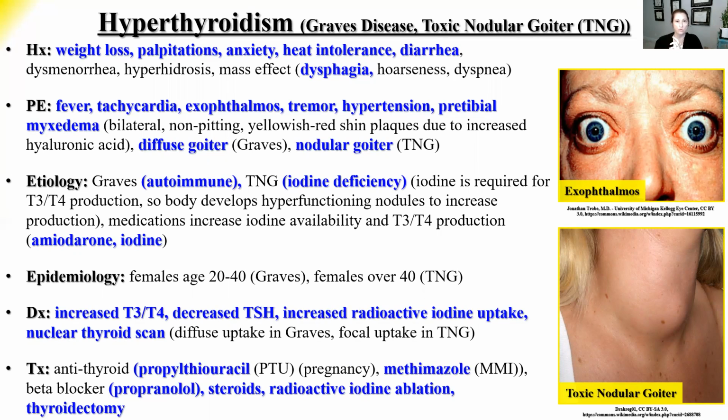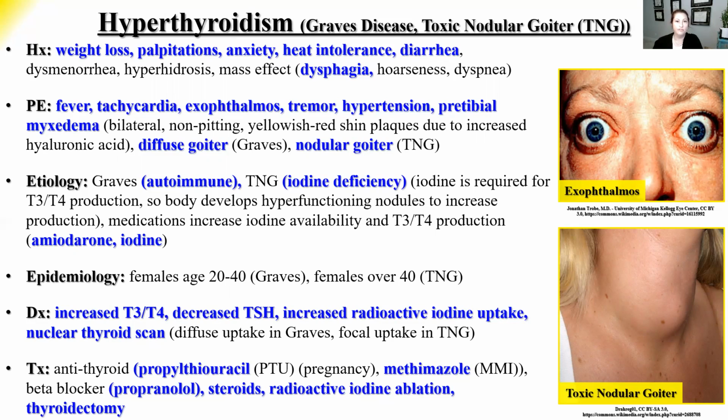Graves is an autoimmune disorder where the body attacks the thyroid tissue. Toxic nodular goiter is due to an iodine deficiency. So iodine is required for T3 and T4 production. If you don't have enough, the body develops these little hyper-functioning nodules to increase the production of T3, T4. Medications that also increase iodine availability and T3, T4 production, some of the weight loss thyroid medications can do this. Amiodarone, this is used as an antiarrhythmic. Amiodarone, IOD, has iodine in it. And then iodine itself, you can buy over the counter capsules with iodine.